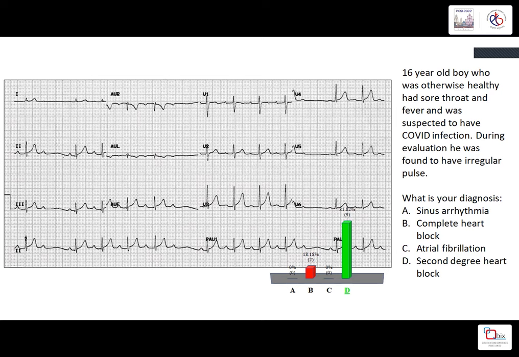It does not require any further action. No pacemaker required at least. No aspirin also. Thank you. Next question.